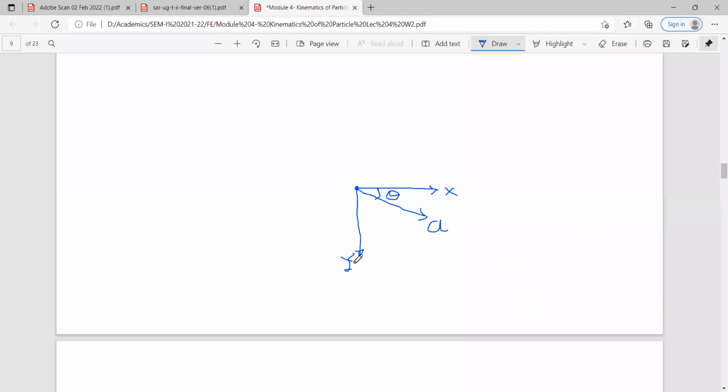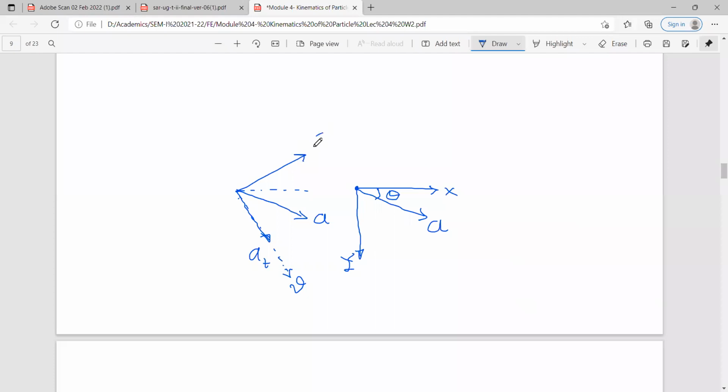Okay, if somebody says that I want to resolve the same acceleration along two different directions, one direction is along the velocity. So suppose this is the direction of velocity. So I want acceleration in the direction of velocity. Okay, so one component I will have here, which I will call as tangential component, and another component will be perpendicular to this.